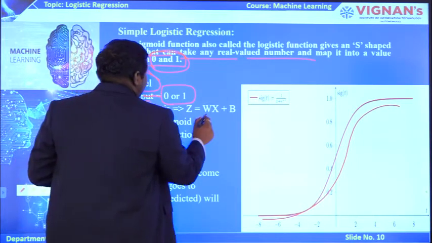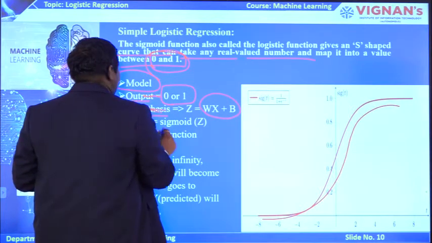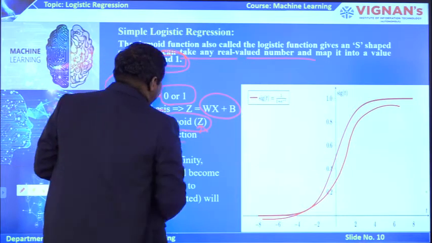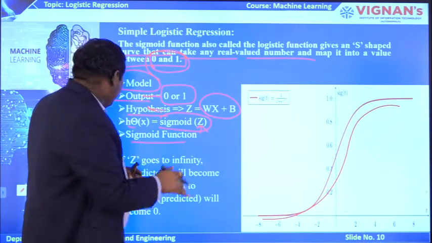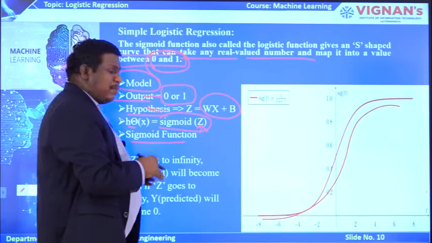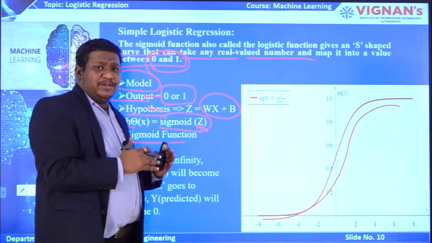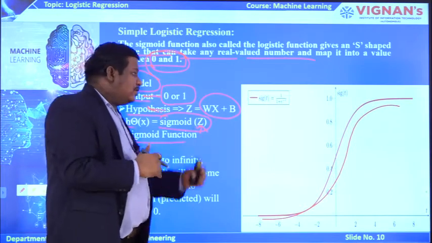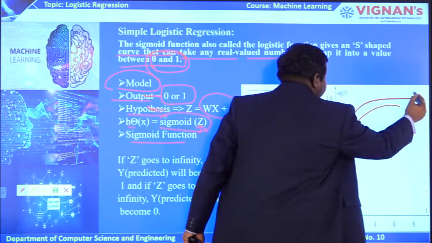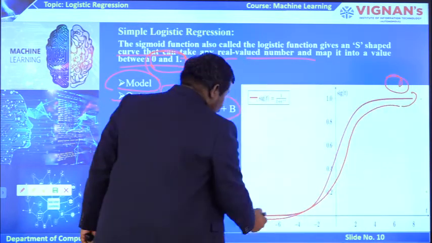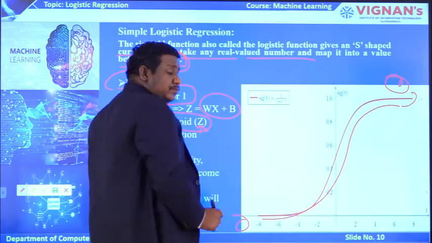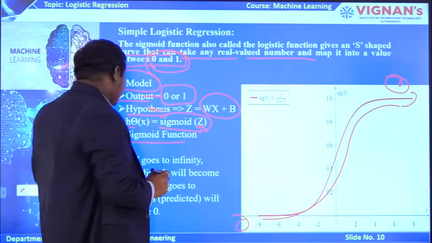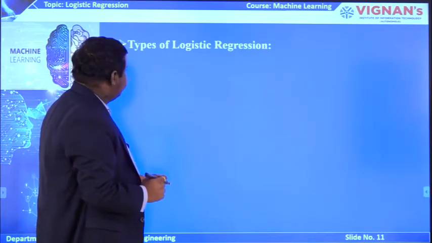Hypothesis is z equal to wx plus b, and h theta of x equal to sigmoid of z, and sigmoid of z can be taken as the sigmoid function. If z goes to infinity, then y predicted will become 1 at some point. At the same time, if z goes to negative infinity, y will become 0. So, based on the values, sometimes it may go high, that means 1, sometimes it may go to 0 or a low value, but the value should be between 1 and 0. That is the thing you need to understand from this logistic regression model.